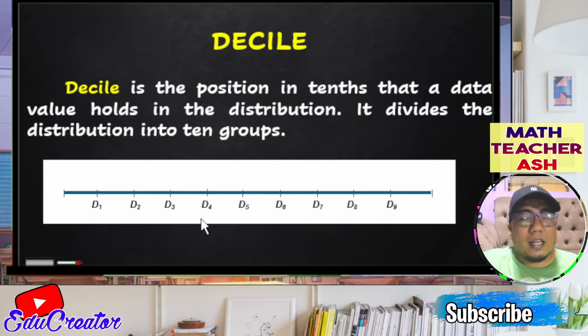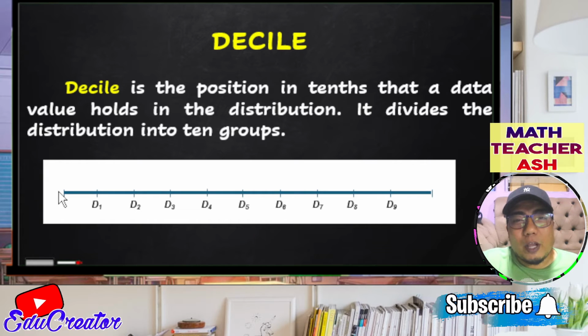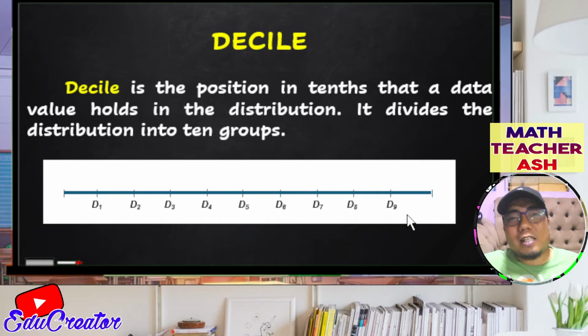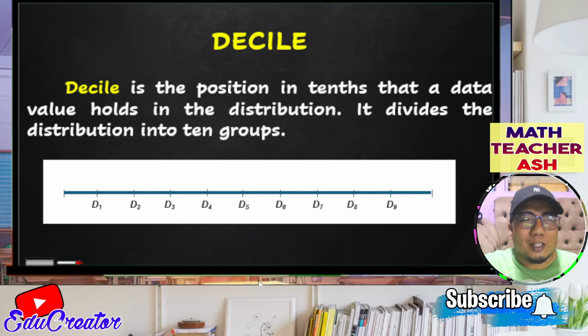Now, as you can see in our given figure, if the data is arranged from lowest to highest, then it will be divided into 10 parts. And each part is the position where your data will be holding. Okay, so let us continue.